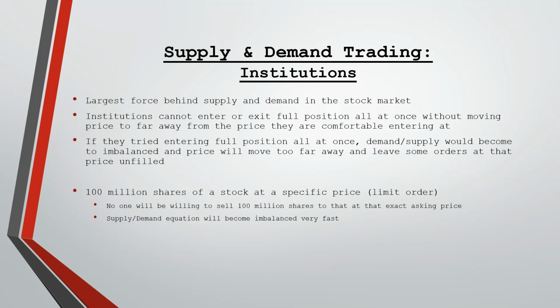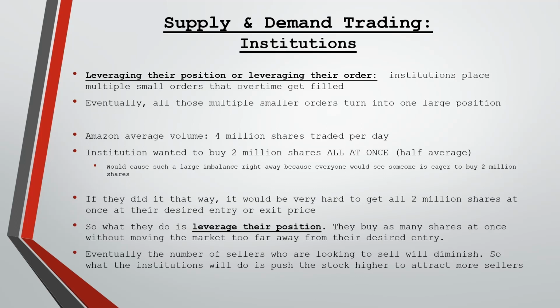So it's important for you guys to know that once price moves, rallies, or drops, orders are going to be left at that specific zone, unfilled, waiting to be filled once price re-enters that level, right? So going back to leveraging their position, we get multiple small orders that over time get filled, and eventually all those small orders will add up to that large position they were looking to enter in the beginning. Let's say that 100 million share order, right? They could do multiple small orders that eventually equal that one large 100 million order.